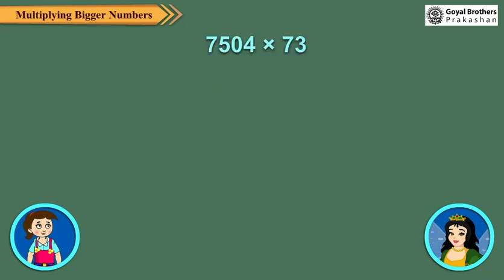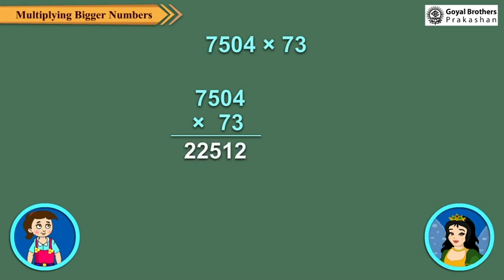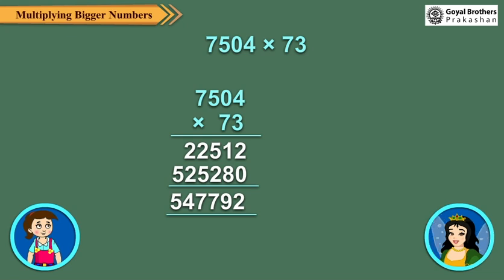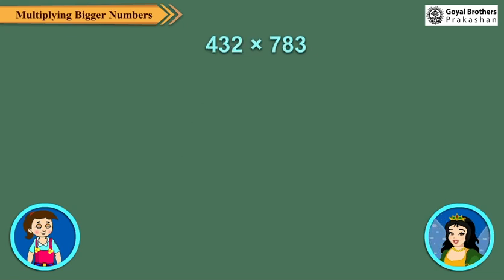Now consider 7504 multiplied by 73. Arrange the numbers as shown. Multiply 7504 by 3 and write the partial product. Next, since 7 is at tens place, multiply 7504 by 70 and write the partial product. Finally, add the two partial products to get the required answer.